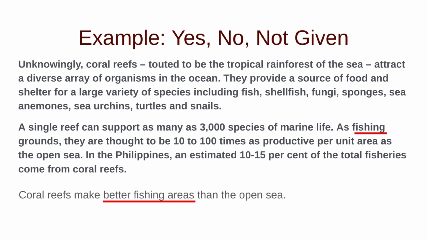As we look through the text, we can see it here. Fishing. Let's read the whole sentence. As fishing grounds, they are thought to be 10 to 100 times more productive per unit area as the open sea. So in other words, coral reefs produce a lot more fish than the open sea. So they are better fishing areas. So the answer, coral reefs make better fishing areas than the open sea, is yes.